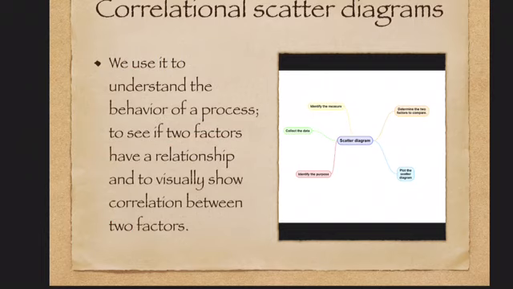Another important characteristic of correlational research are scatter diagrams. We use them to understand the behavior of a process, to see if two factors have a relationship, and to visually show correlation between two factors. On the right picture, you can see examples of the scatter diagram. For example, it determines the two factors to compare, plots the scatter diagram, identifies the purpose, collects the data, and identifies the measure.